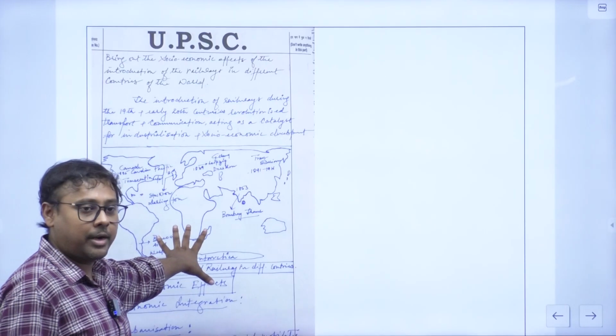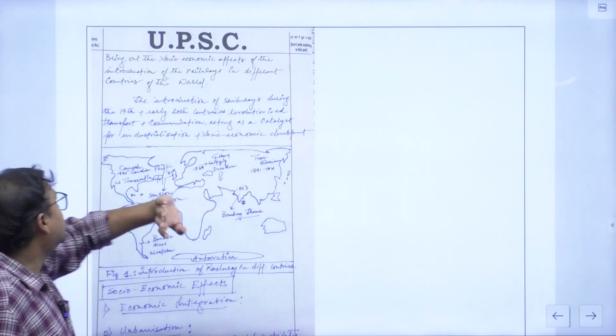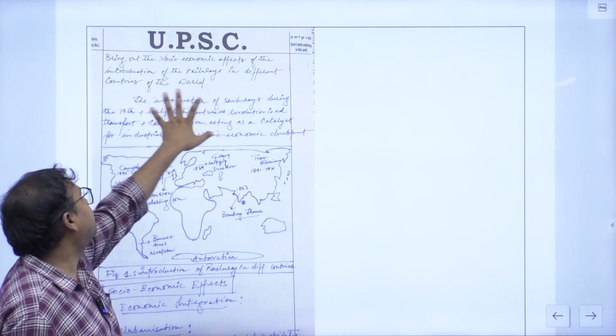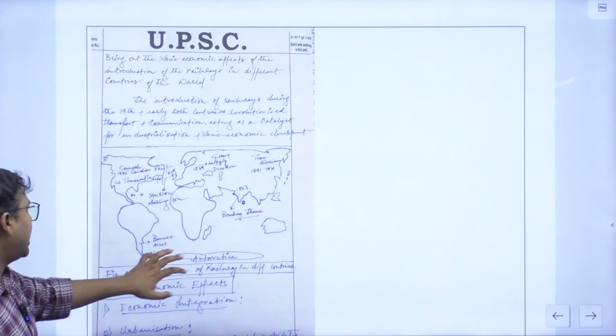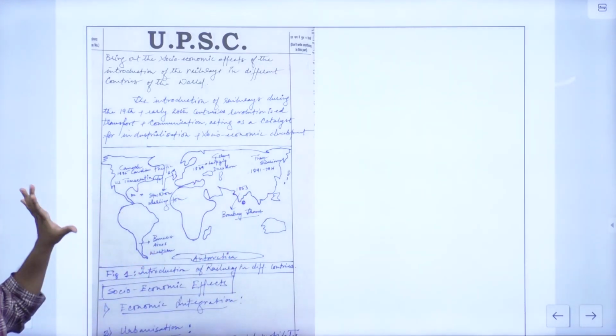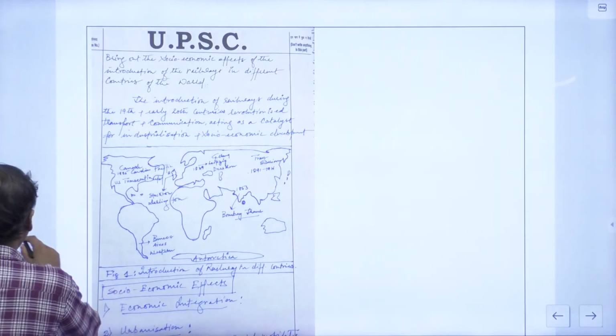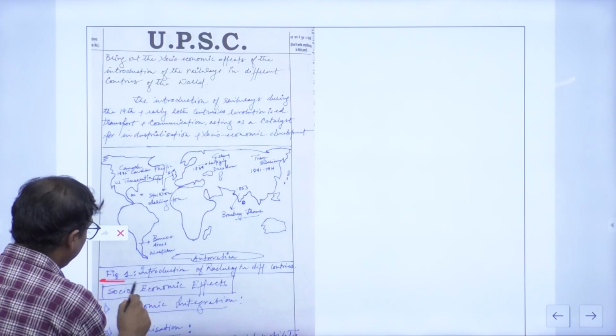Just an indicative diagram, right? Okay, so the question is: bring out the socio-economic effects of the introduction of the railways in different countries of the world. I have not given an entire answer. Just wanted to show the map. How is a map made? What are the elements in the map? First, most important, you have to mention figure 1.